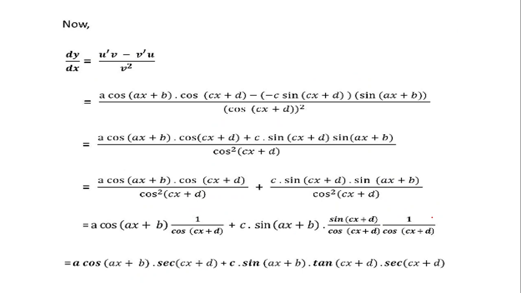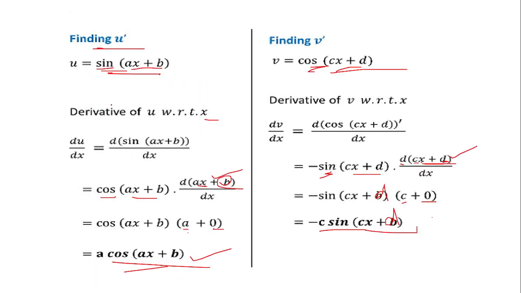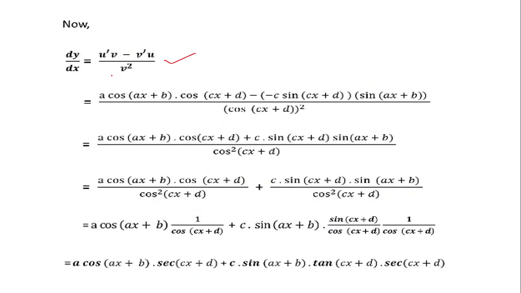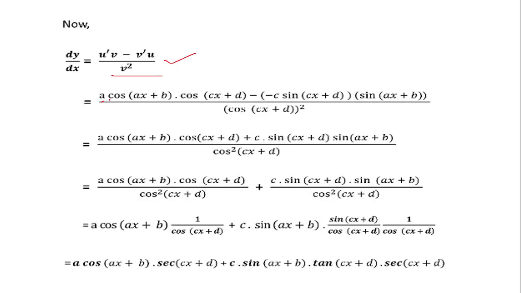Next, as I am having this formula here, you can see this is the formula. Here I found u dash and v dash, differentiation. So next I need to substitute in this formula: u dash into v minus v dash into u. So u dash is nothing but the value I got here, a into cos of ax plus b, so I am substituting here.